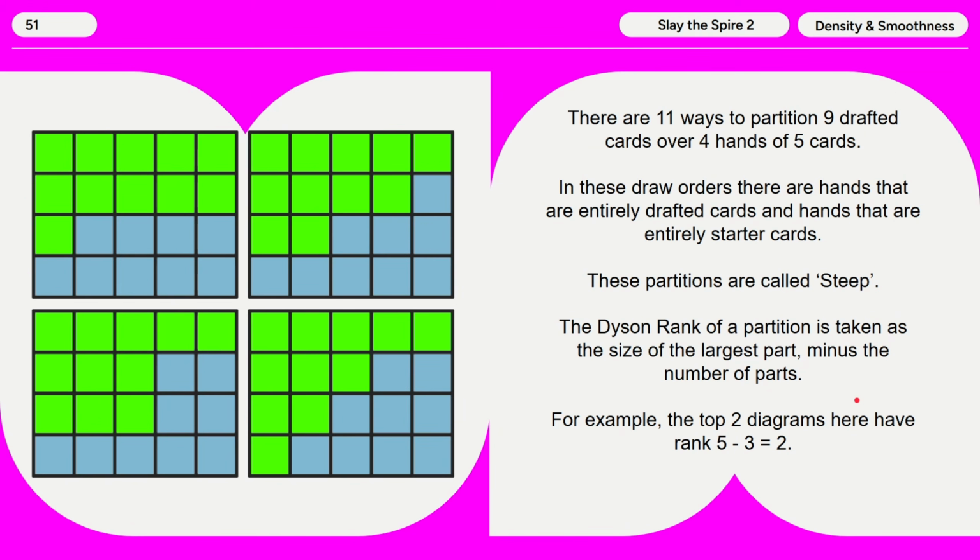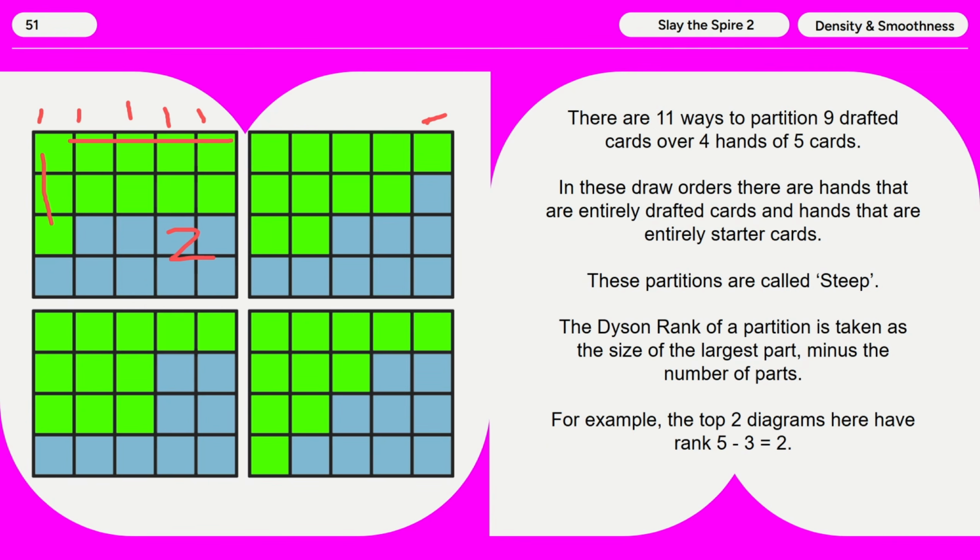We have a new term for you here, a Dyson rank. The Dyson rank of a partition is taken as the size of the largest part minus the number of parts. So for example, these 2 diagrams here, at the top, they have a rank of 5 minus 3. There are 5 cards here. There are 5 green cards in the top rank, and then we only have 3 to choose from. So in this 20 card deck, this has a rank of 2.